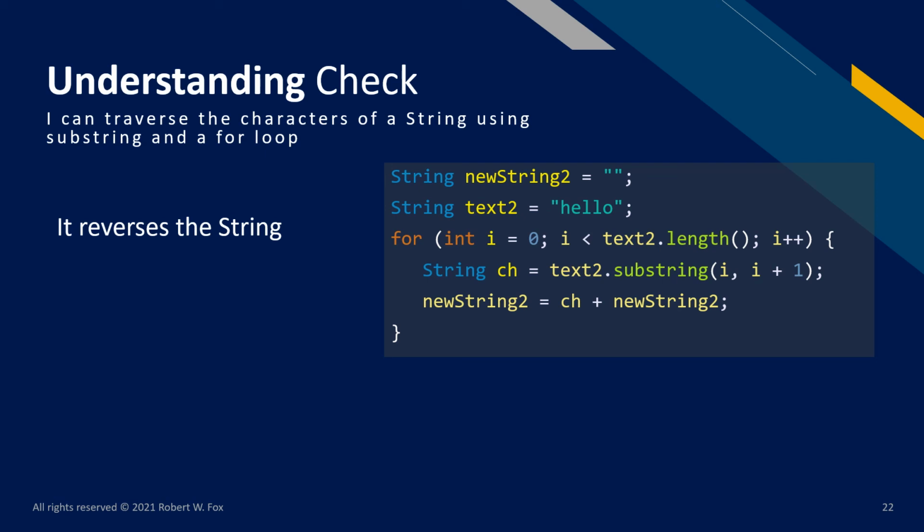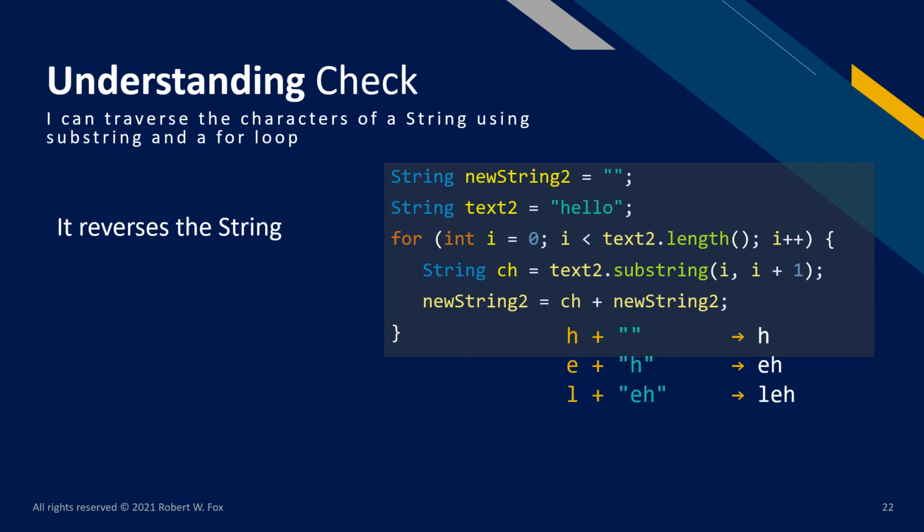It can be a little confusing to see how that might work, so let's walk through it. The first time through the loop, ch is the letter h, and we add to it the value of new string 2, which is an empty string, and the result is h. So new string 2 is now an h. The second time through the loop, you can see the reversal actually happen, because the second time through the loop, the value of ch is the letter e, which we add to the existing value of new string 2, which is h, and we get eh. You can see the start of hello backwards.